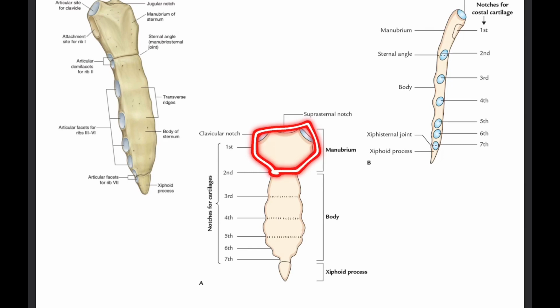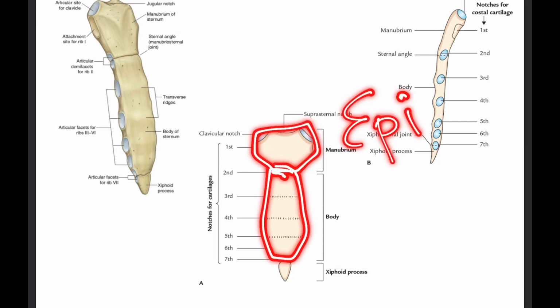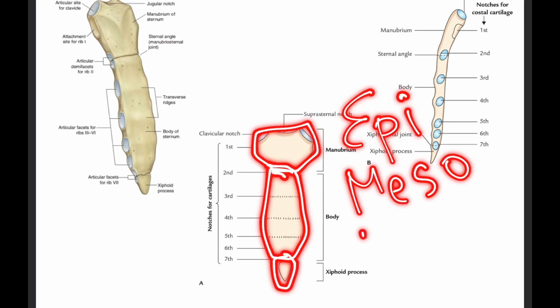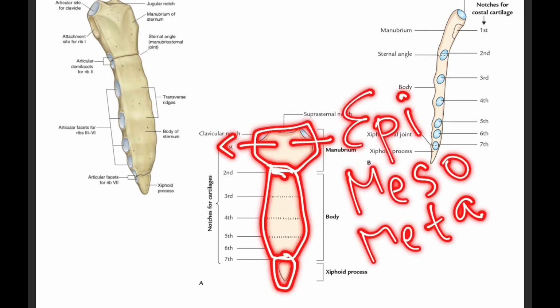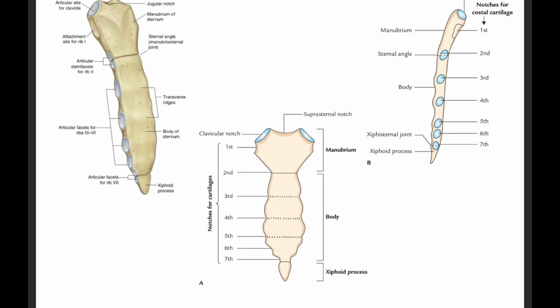The upper part, the manubrium sterni, is also known as episternum. The middle part, the body, is also known as mesosternum. The lower part, the xiphoid process, is also known as metasternum. So the upper part of the sternum is broad and thick, whereas its lower part is thin and pointed. Next, let's discuss the manubrium sterni.